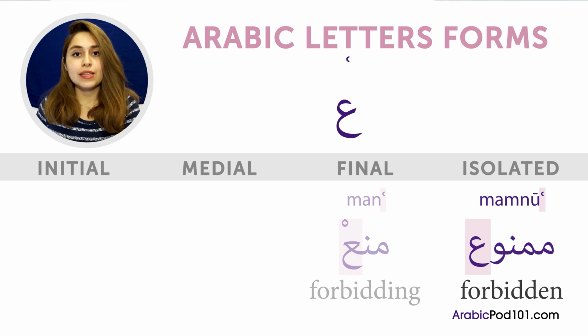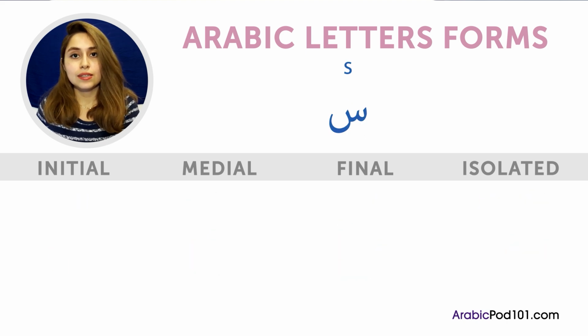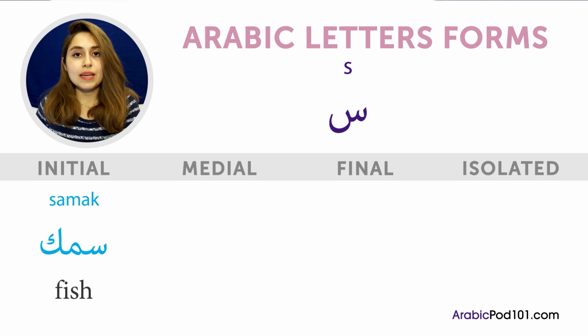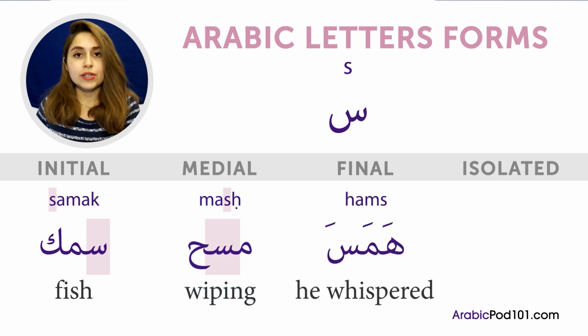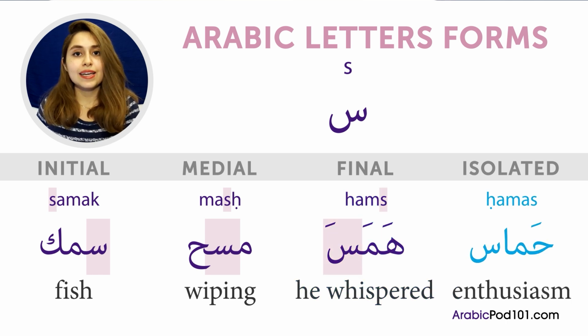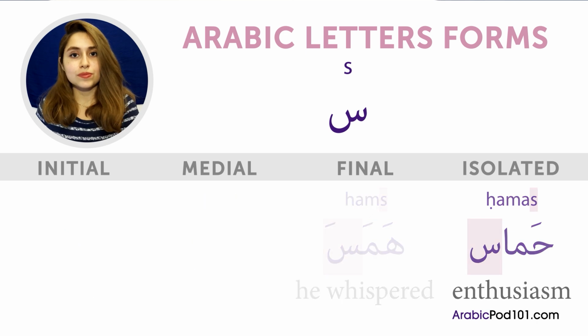Next we have the letter sin. Initial, سمك, fish. Medial, مسح, wiping. Final, همس, he whispered. Isolated, حماس, enthusiasm. Some letters don't change much from one form to the other. Only the connection part is different. Let's check out some examples.